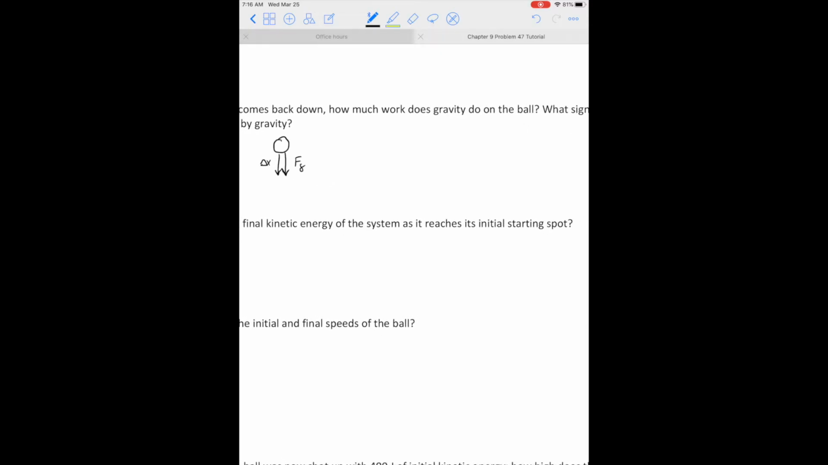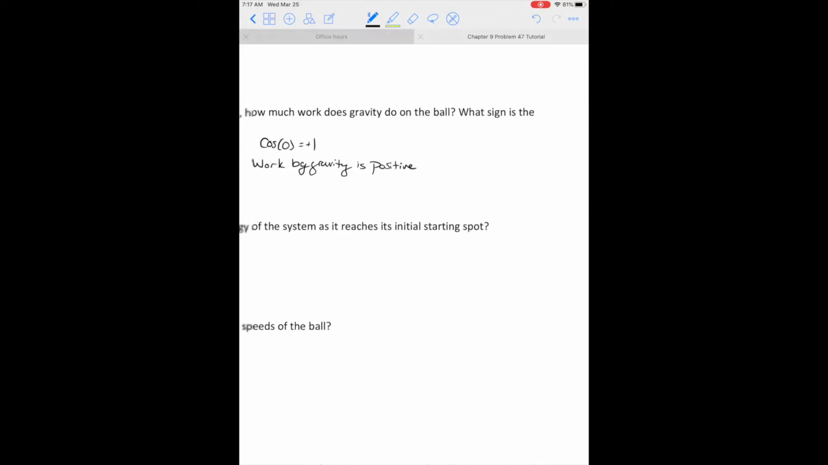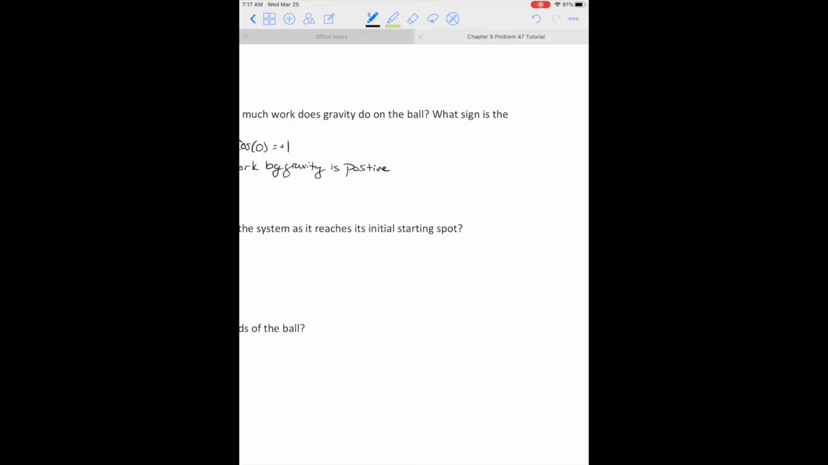If the angle between these two vectors is 0, cosine of 0 is 1, specifically positive 1, and so my work done by gravity is positive. So now we can say how much work does gravity actually do on the ball?